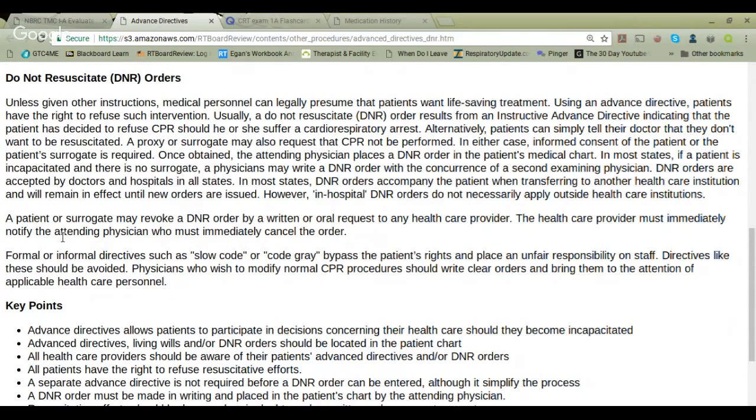However, DNR orders do not necessarily apply outside healthcare institutions.